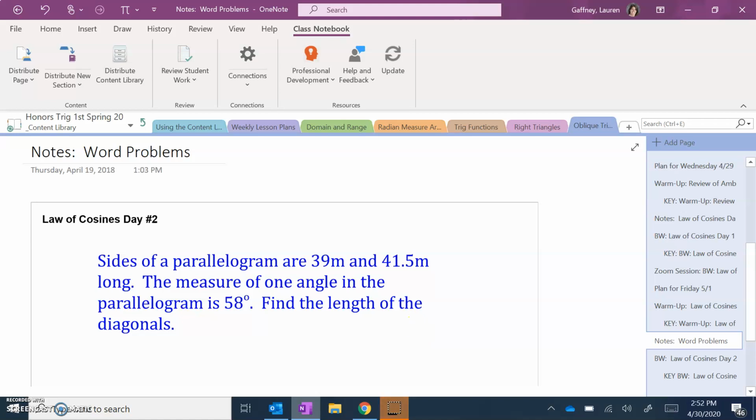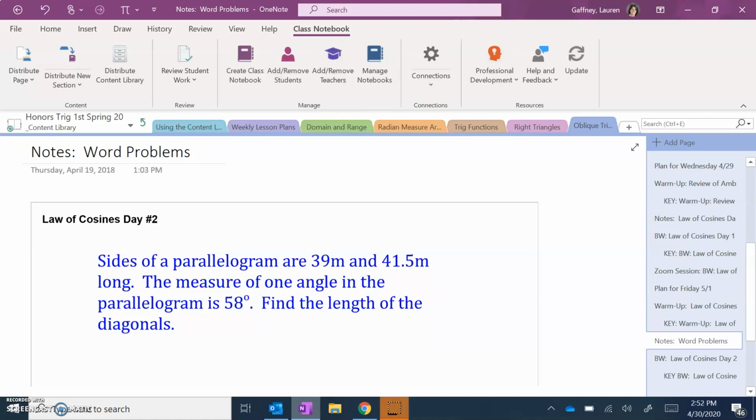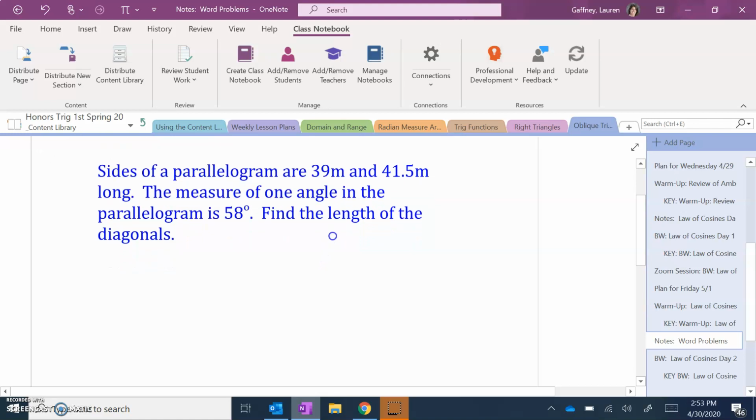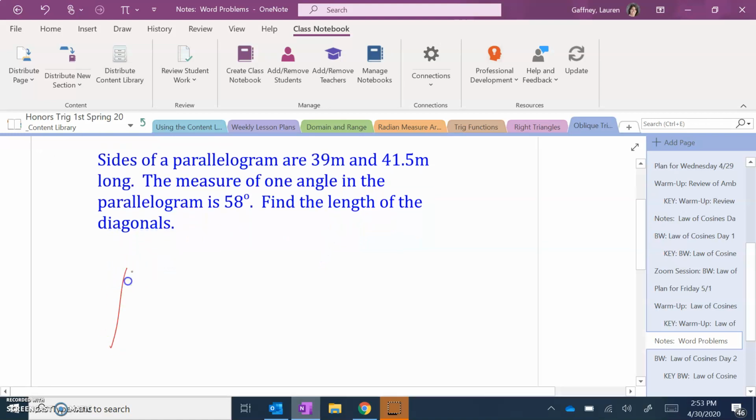Hi guys, so this video is going to focus on word problems using law of sines or cosines. The first one says the sides of a parallelogram are 39 and 41.5 meters long. The measure of one angle in the parallelogram is 58.